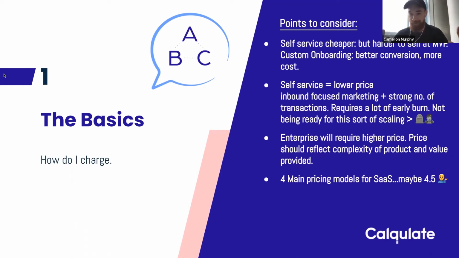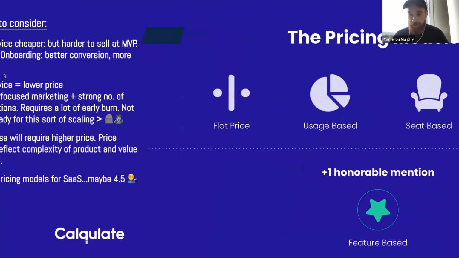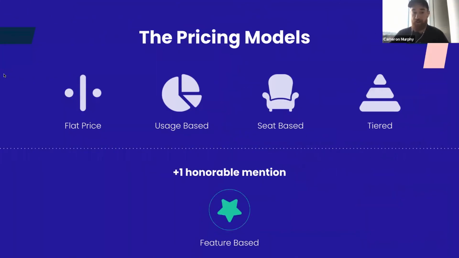Okay, a lot of information so far. I'm going to take a little breath and we go to the next slide, which is visually much, much simpler. So there are four main pricing models. There's the flat price, there's usage-based, there's seat-based, and there's tiered.